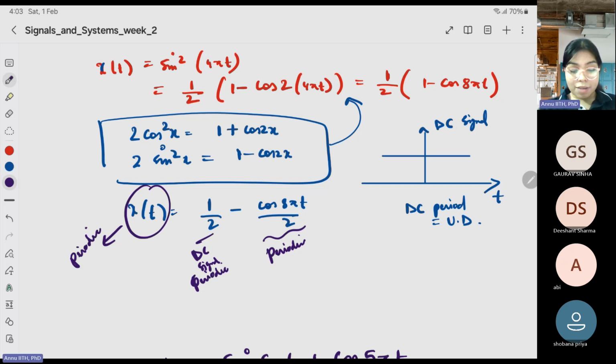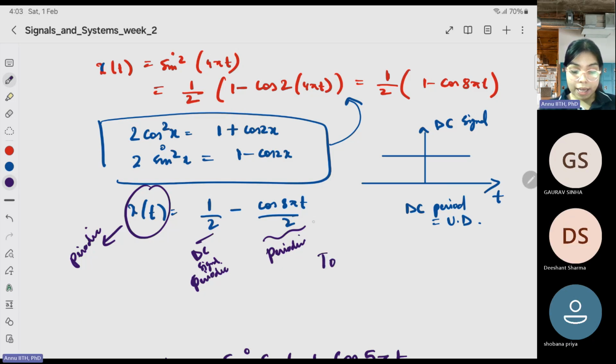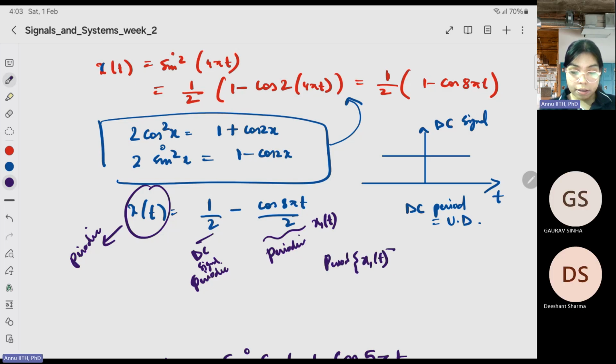Now the question arises, what is the period? Here T naught for this particular signal, x1(t): the period of x1(t) is nothing but 2 pi by omega naught. This is omega naught.